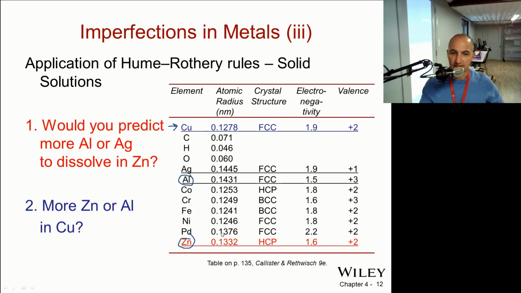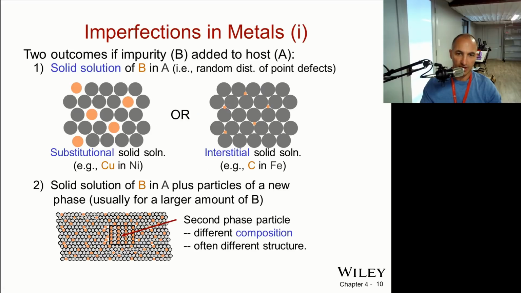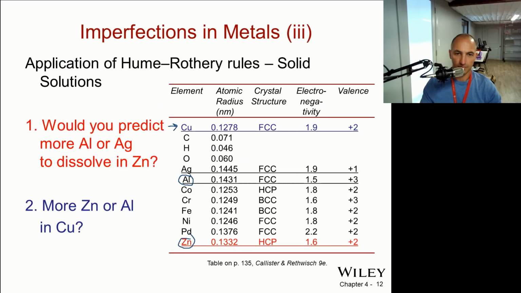So what do you think? Is it zinc or is it aluminum? Look, the most important rule is that it must have the same crystal structure for pure metals. So this one has FCC, this one has HCP. So aluminum is going to be favored for solid solubility.